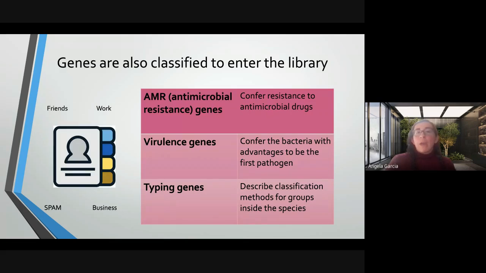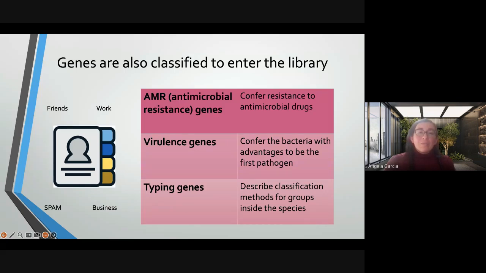So what information do we have? We have information about antimicrobial resistance genes, which directly describe the resistance to antimicrobial drugs. We also have virulence genes, which come from bacteria with those advantages to be the first pathogen to arrive at an infection site, for example, or the ones that are more competent and say, this is mine, this is my territory, I'll be here and nobody else will bother me.